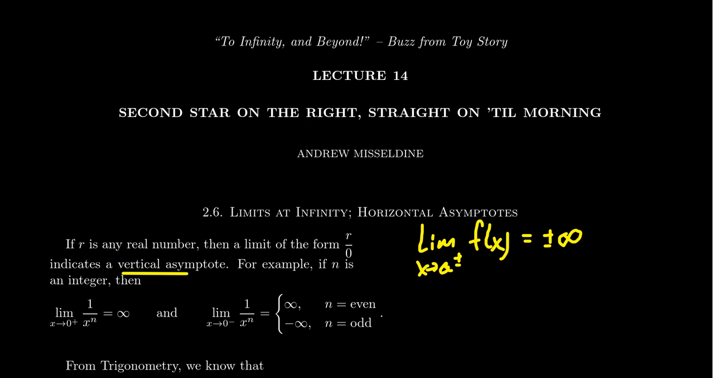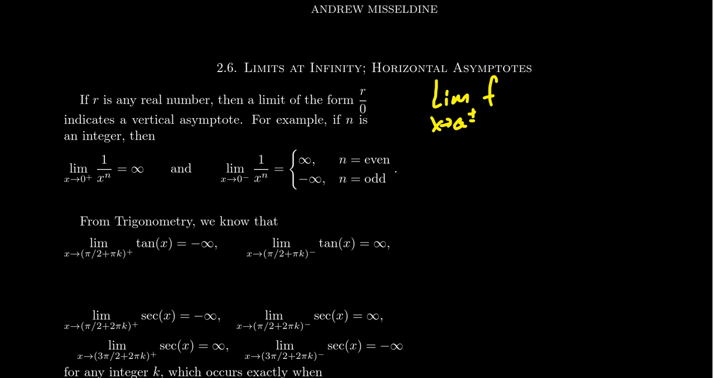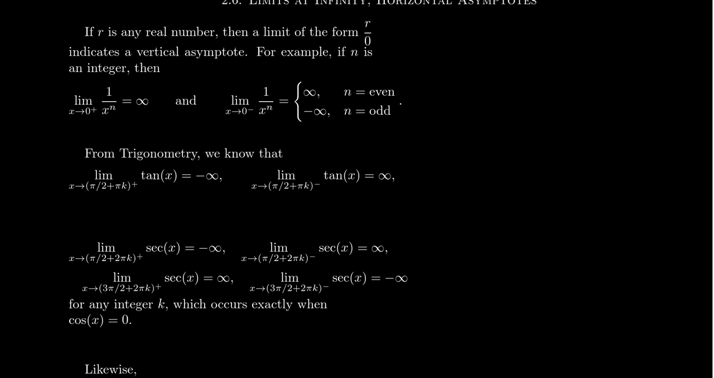If a left-handed or right-handed limit approaches positive or negative infinity, this is manifested as a vertical asymptote on the graph of our function. And typically that limit will have the form of r divided by zero, where r is any non-zero real number. If you get something like a non-zero divided by a zero, that's going to give you a limit of plus or minus infinity, and that'll indicate you have a vertical asymptote on your graph. So I want to first mention some functions that we've talked about before that do have vertical asymptotes.